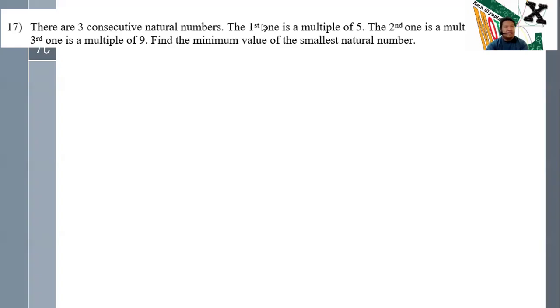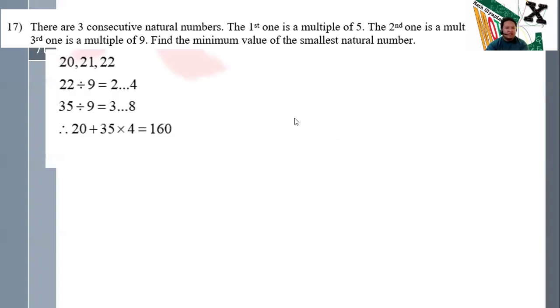There are 3 consecutive natural numbers. The first one is a multiple of 5. The second one is a multiple of 7. The third one is a multiple of 9. Find the minimum value of the smallest natural number. Okay, 3 consecutive natural numbers: the first one is a multiple of 5, the second one is a multiple of 7, the third one is a multiple of 9. Find the minimum value of the smallest natural number.